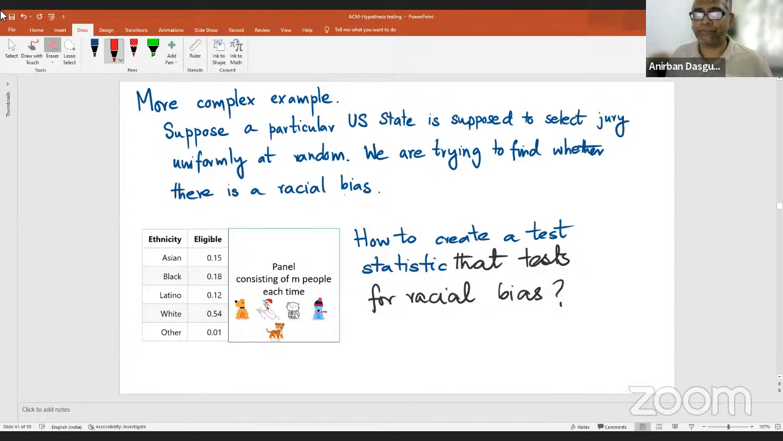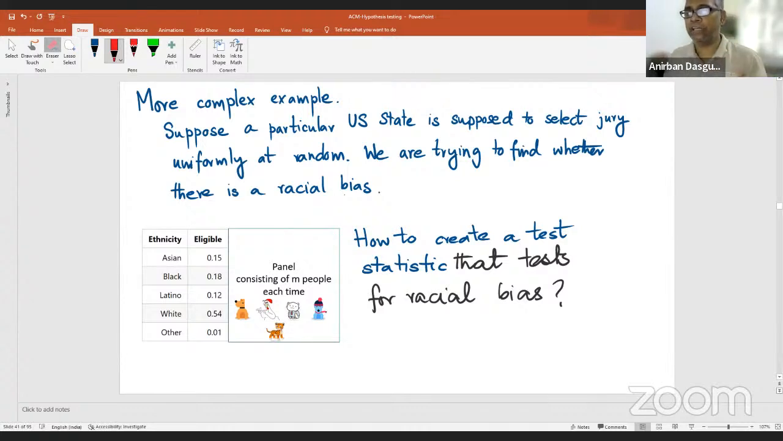Suppose a particular US state is to select a jury uniformly at random. You probably know that in certain countries, like in our country, the legal decisions are made by judges. All the cases are presided over by judges. In certain countries, like in the USA, it is presided over by juries. There is a judge, but the jury announces the sentence, and whether the person is convicted or not. The technical term is a jury of your peers. That's a constitutional term, and typically what it means is that you have to select a jury that is fairly representative of the population.